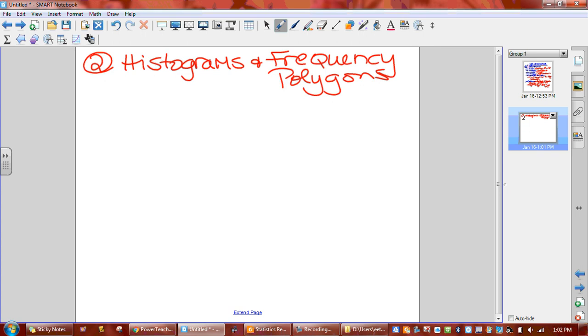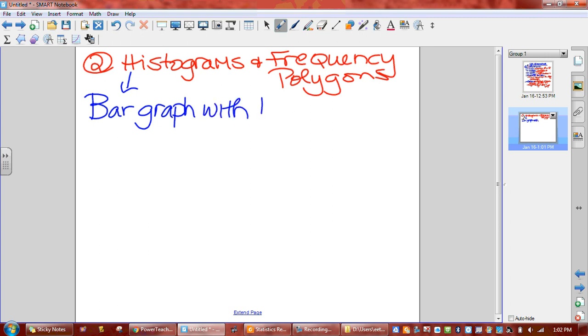It's a bar graph with what? The bars are connected. Good. So it is a bar graph with the bars connected. Well, what's a frequency polygon then? What the heck is that thing? Yeah, it's a dotted line graph. But where do you get the dots from? On the top of each of the bars on the histogram.